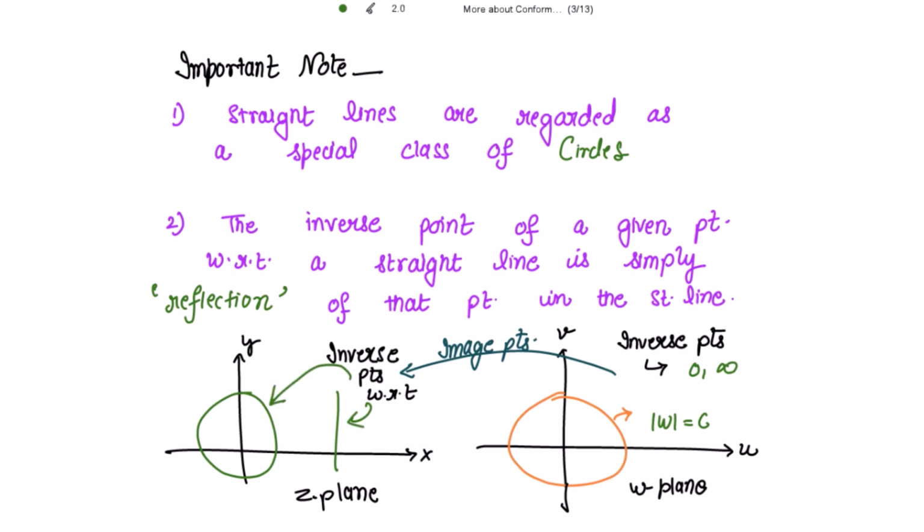So consequently, their image points are the inverse points with respect to straight lines or circles, whatever may be the case, right? We wish to find a bilinear transformation which transforms the real axis, that is y equal to 0, onto the unit circle mod W equal to 1, right? Let's say here C is equal to 1. So this is your unit circle. So this real axis y equal to 0 is transformed into the unit circle mod W equal to 1.